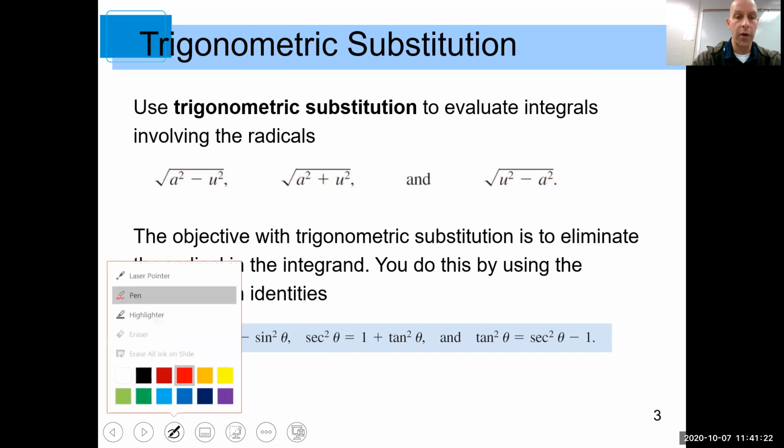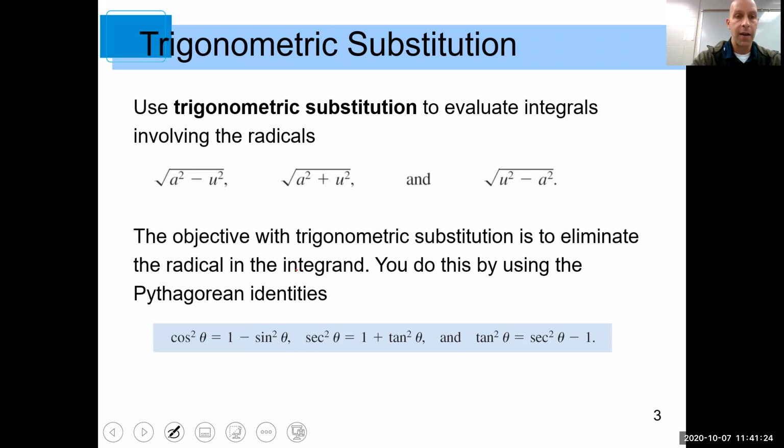What I'd like you to notice is that this a squared minus u squared, and by the way, a is a constant, u is a variable term, looks very similar to this constant minus this variable term squared, doesn't it? And this here looks very similar to this because I have a constant squared plus a variable term squared, and then finally this looks like a variable thing squared minus a constant thing squared.